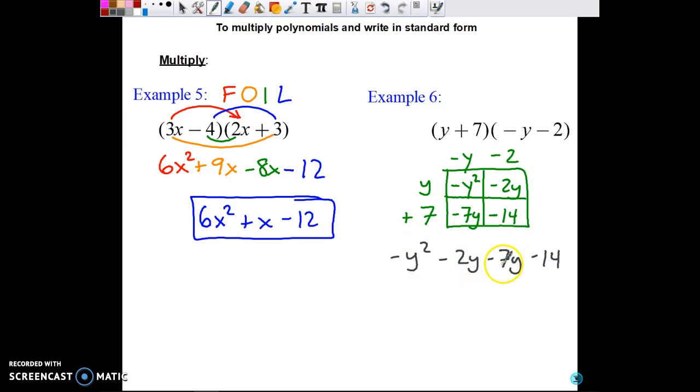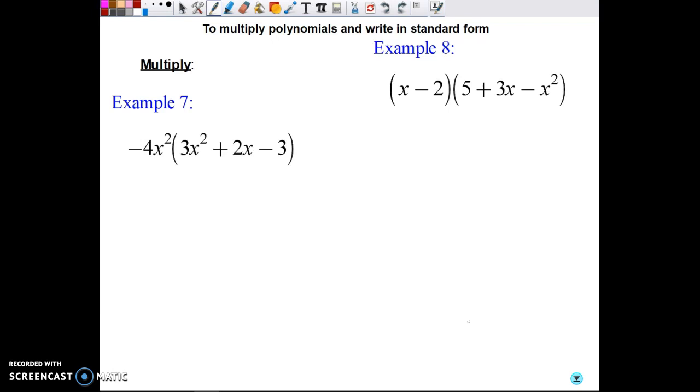Does order matter? Do I need to put the negative 2 before the negative 7? It shouldn't, right? Because I'm adding. So I have negative y squared minus 9y minus 14. There you have it. Two methods, both will work. I could have FOILed on example 6 if I wanted to. You can use whatever method makes the most sense to you.